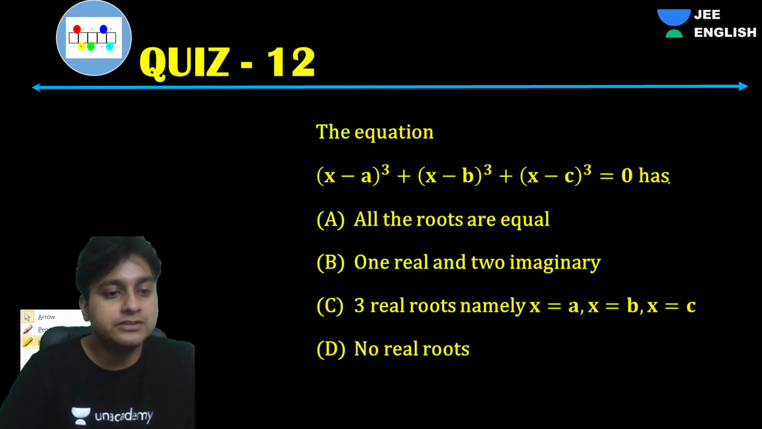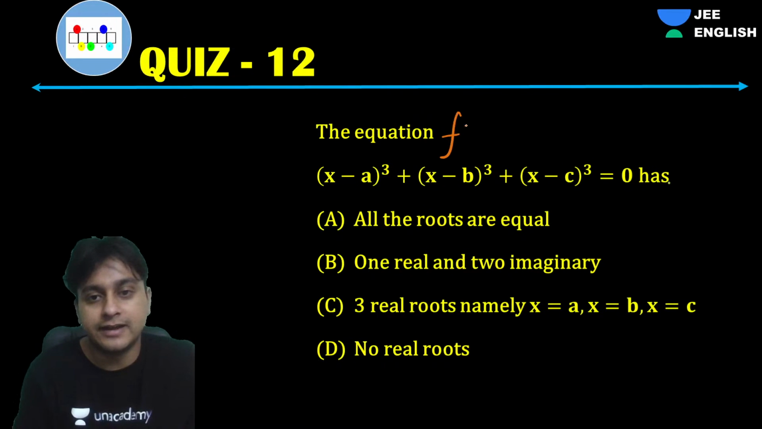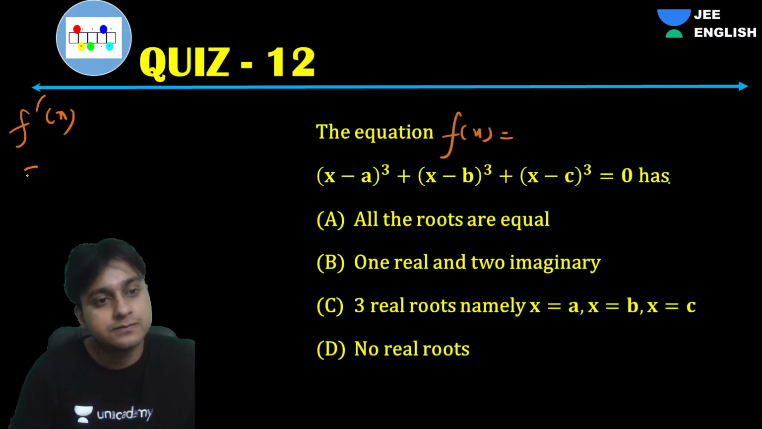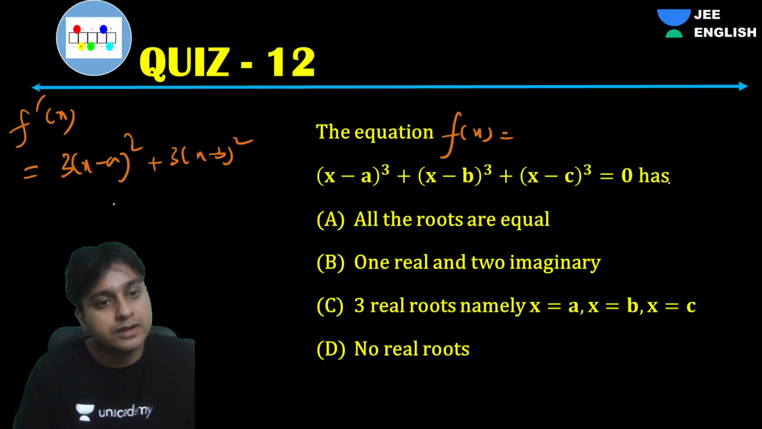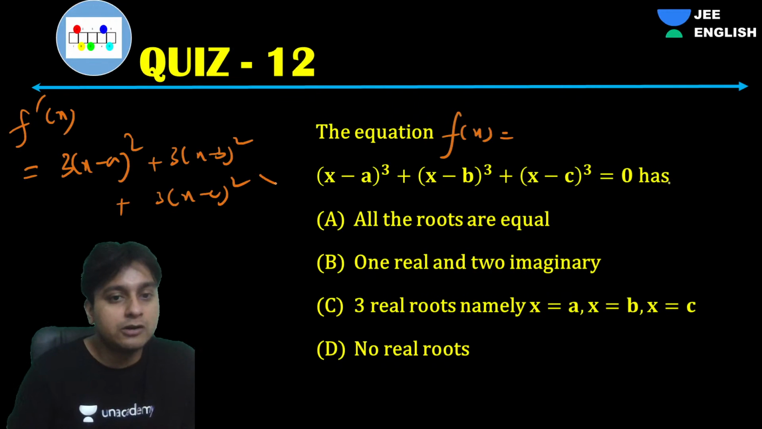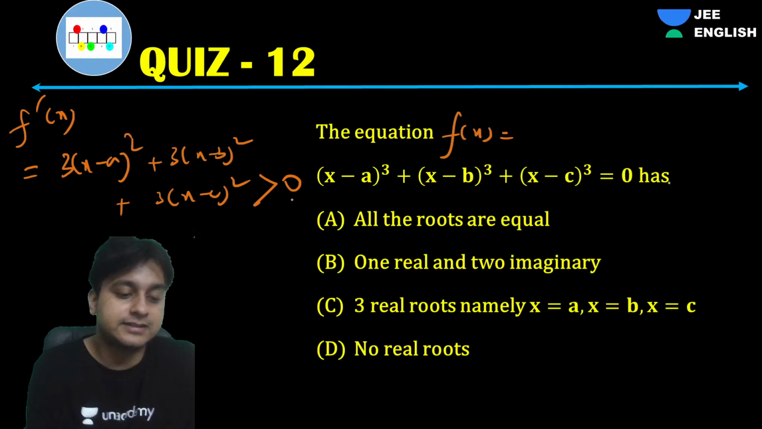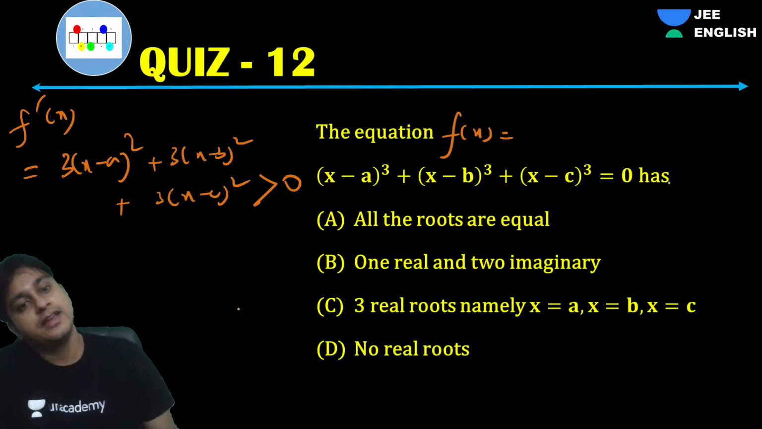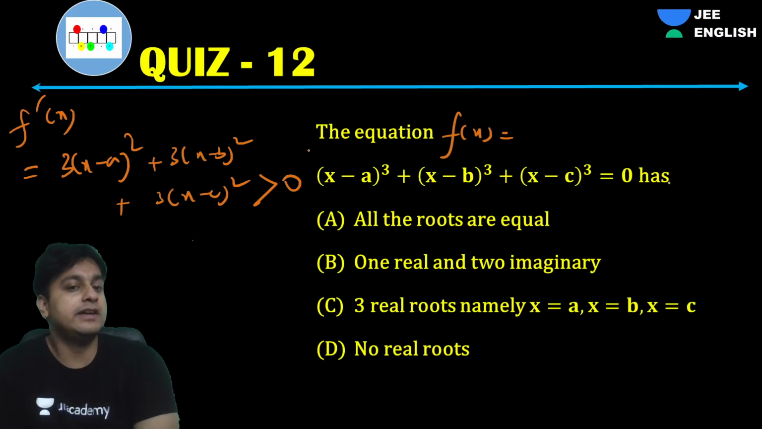So guys, if you differentiate, let's call it f of x. To differentiate it, what are we getting? We'll be getting 3(x minus a) whole square plus 3(x minus b) whole square plus 3(x minus c) whole square. Can I say this will be always greater than 0? Yes. No matter what x you put, all are whole squares. Add 3 whole squares, it will be always greater than 0. No one can make it 0 also, in fact.